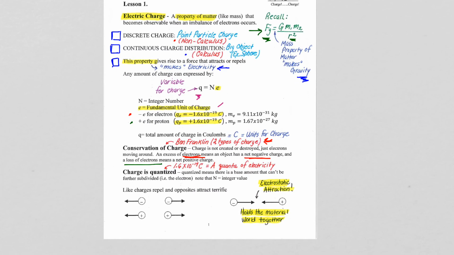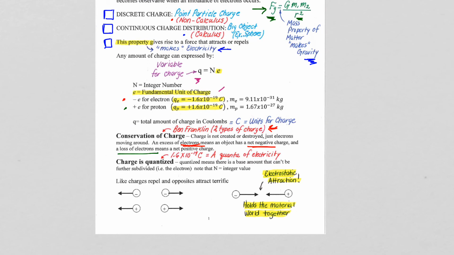Now, we also are going to note that we are not breaking up our electrons into quarks or smaller charged objects than our fundamental units of charge here, right? So our fundamental unit of charge will be 1.6 times 10 to the minus 19, negative for electrons, positive for protons, not smaller for us in this course.